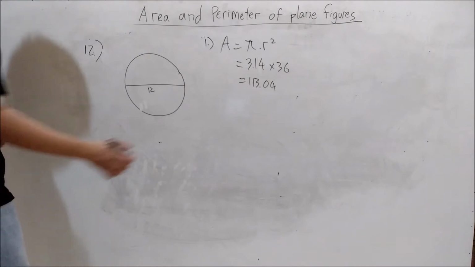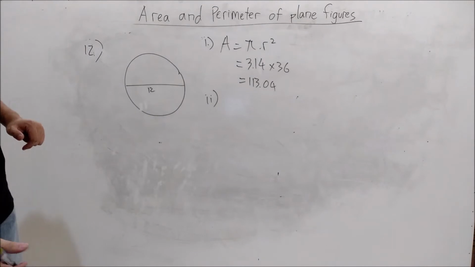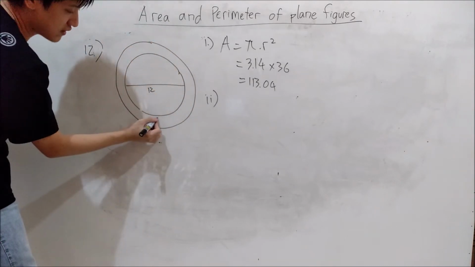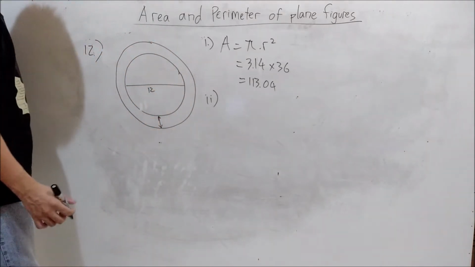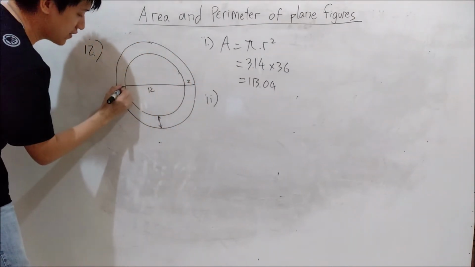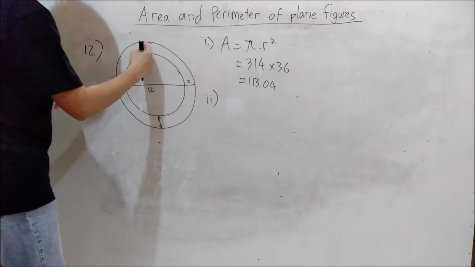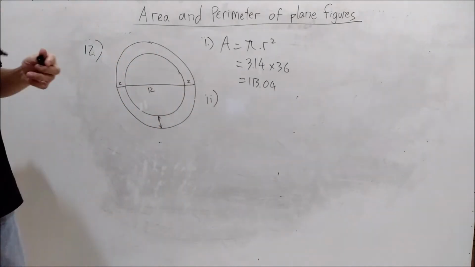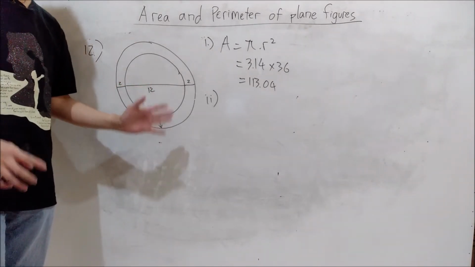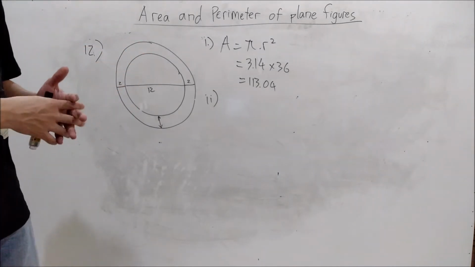Now, in question number 2, it says that the pond is surrounded by a path, and the width of the path is 2 meters, which means this big circle will add another 2 here and another 2 here. I will just assume that this is the shaded part, and what we are looking for now is the area of the shaded part, right? And then after that, 1 meter square will cost $55, and then we can just multiply the money later on.